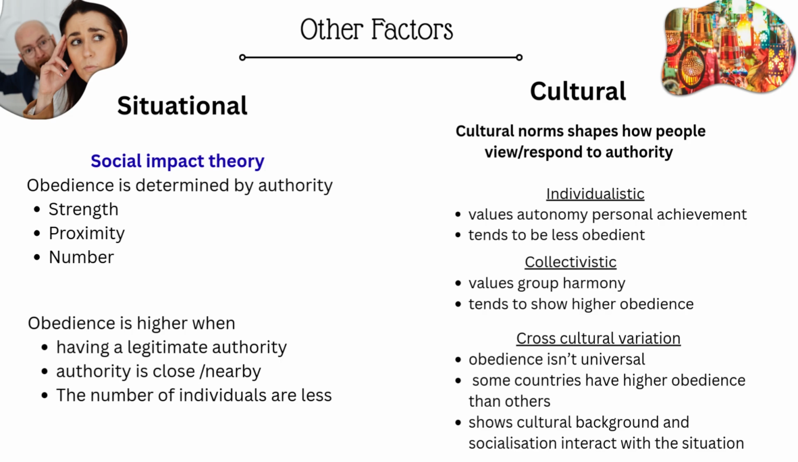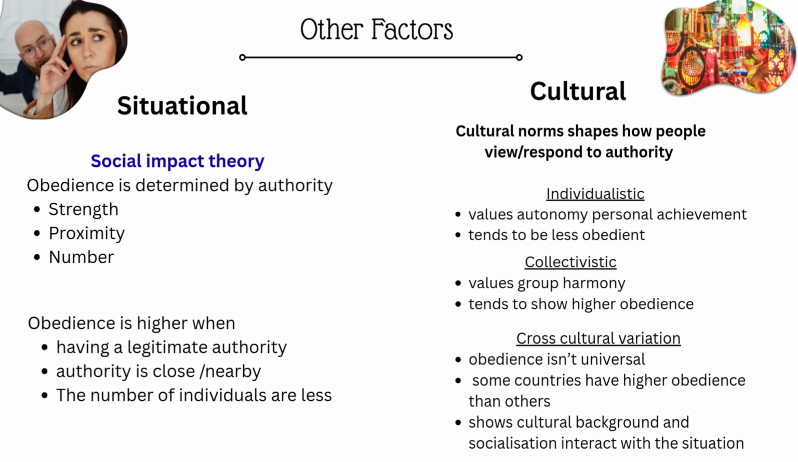Now, let's talk about other factors. There are two subheadings under this topic, which are situational and cultural. Situational factors. In situational factors, by the social impact theory, obedience is determined by the authority's strength, proximity, and number. Obedience is higher when having a legitimate authority, the authority is close or nearby, and the number of individuals is less. Cultural factors. The cultural norms shape how people view and respond to authority.